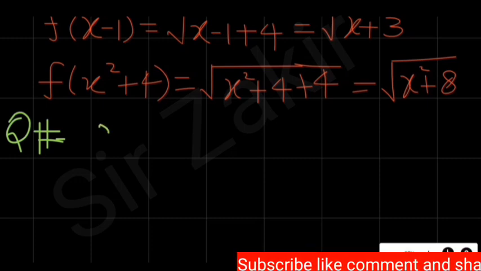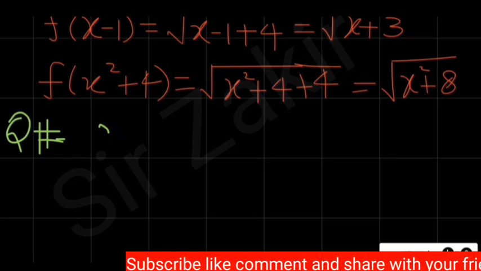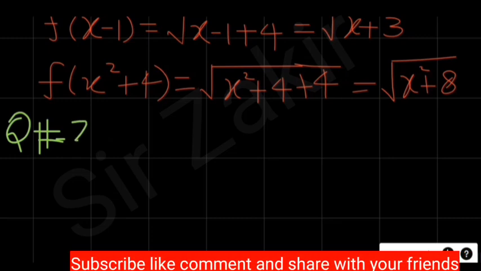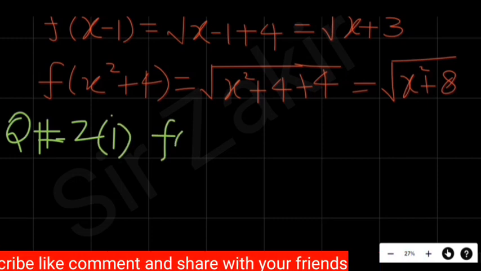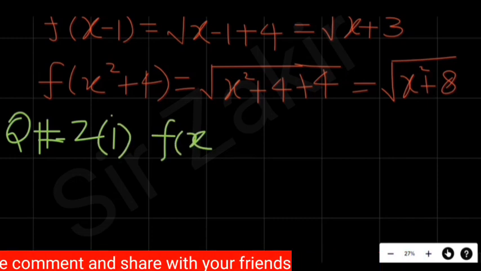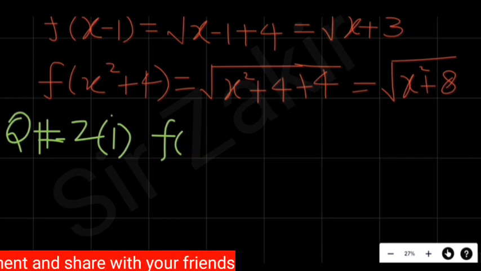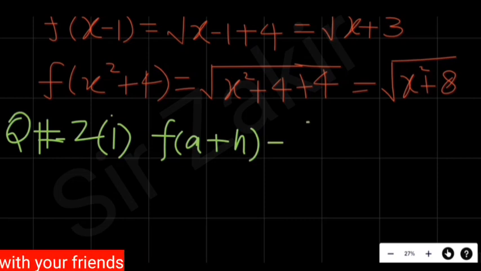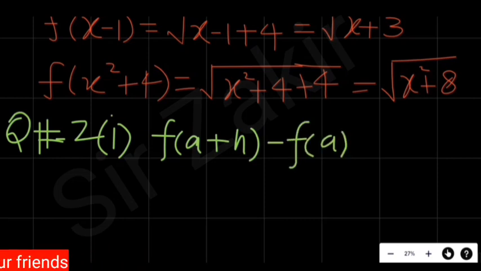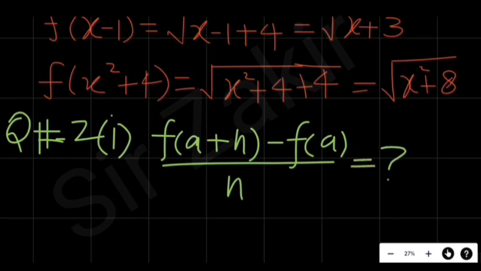In question 2, we are asked to find the value. It's part number 1 we are solving. Question 2, part 1. Value of this expression f of a plus h minus f of a divided by h. Value of this is required.